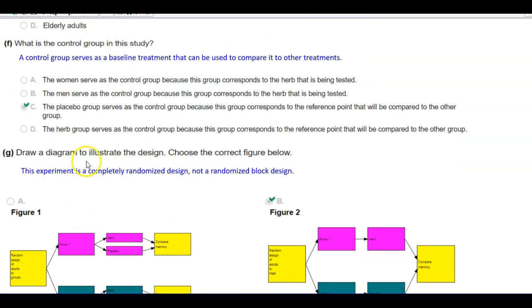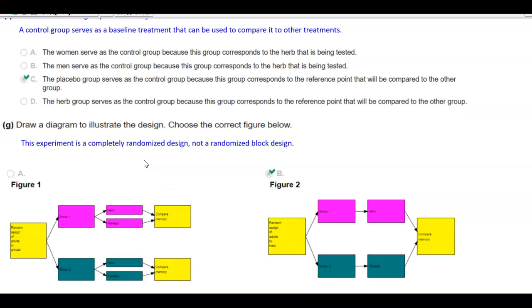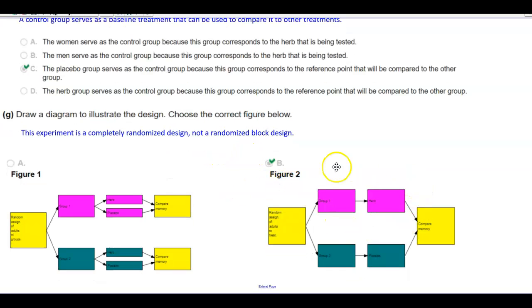Part G, draw a diagram to illustrate the design. The experiment is a completely randomized design, not a randomized block design, so therefore it is figure number 2. We have a randomized design of adults to treat. You have group 1, which is the herb, group 2, which is the placebo, and then you're going to compare the memory.